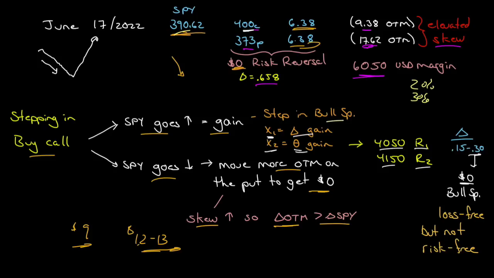Now, I've heard this referred to many times as a risk-free trade, that once you put on the second leg of the bull spread and you have your bull spread for free, that you have a risk-free trade. No, you don't. You have a loss-free trade, but not risk-free. It means if you can set up the second call on the bull spread, selling the second call for what you paid for the first call, you can't lose.